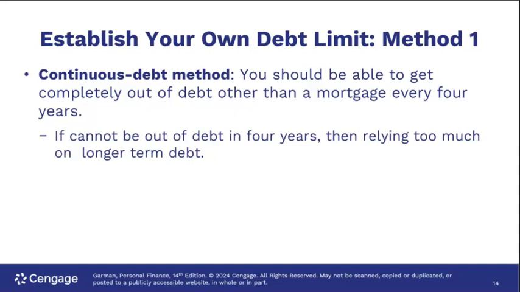Okay, first debt limit method, continuous debt limit method. So the idea is you should be able to get completely out of debt other than your mortgage every 4 years. So if you can't, then you're relying too much on long-term debt.